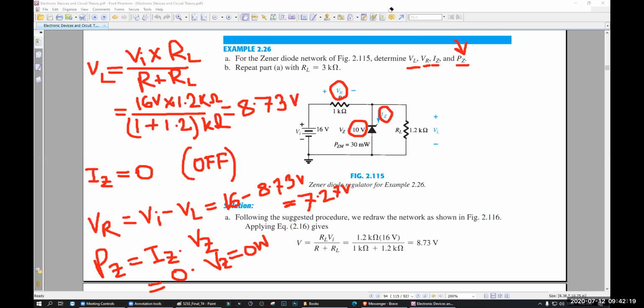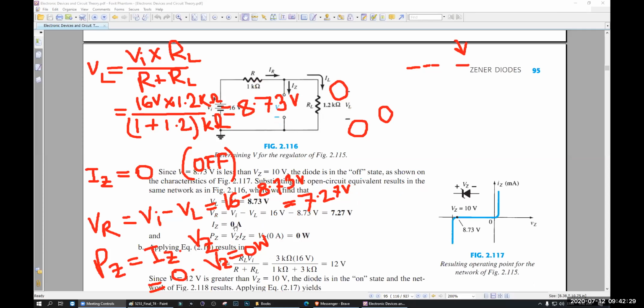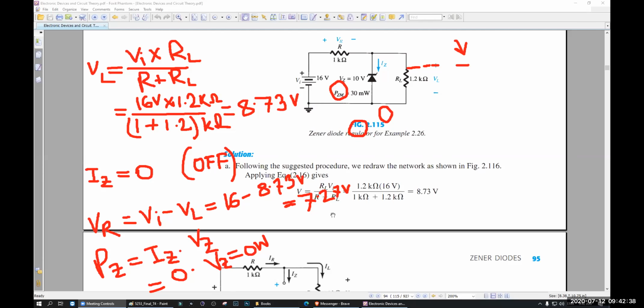So that is the formula. Let's find out whether we got the exact value or not. See, 8.73, that was the answer. VR is equal to 7.27, we got that. And IZ is equal to 0 because the Zener diode is off. And PZ is equal to 0 watt, because we know it, right? Okay, so our answer matches.